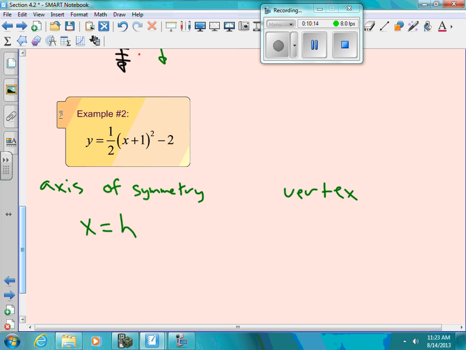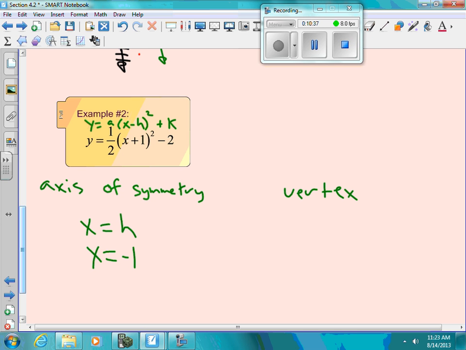If it helps, write the general equation in. Can you tell me what h is? If you're saying h is positive 1, you're incorrect. If you told me h is negative 1, you are 100% correct.